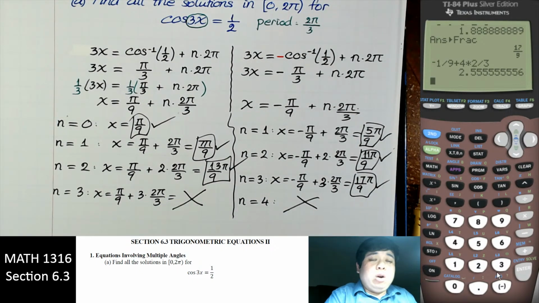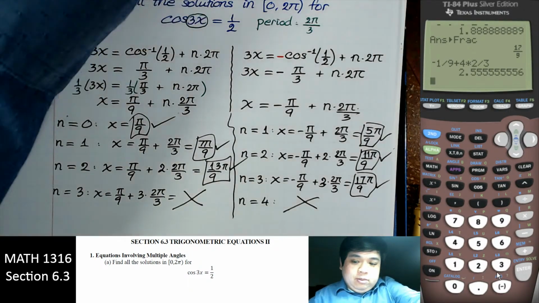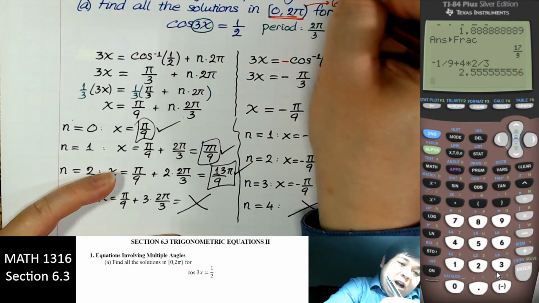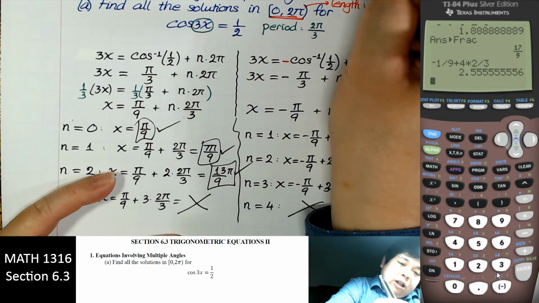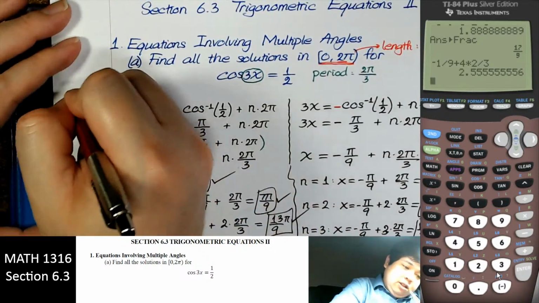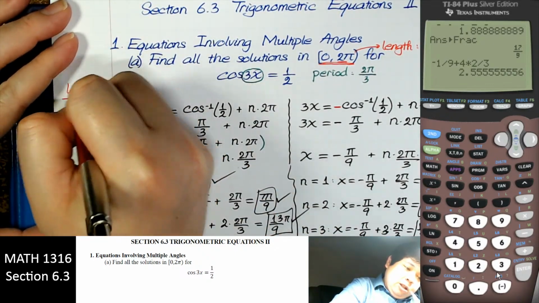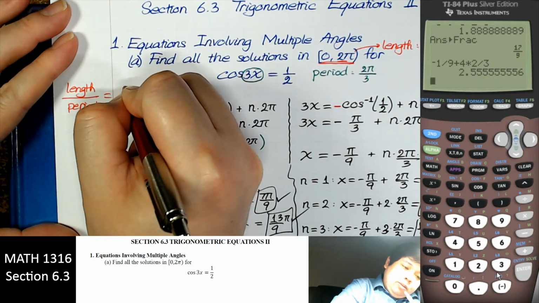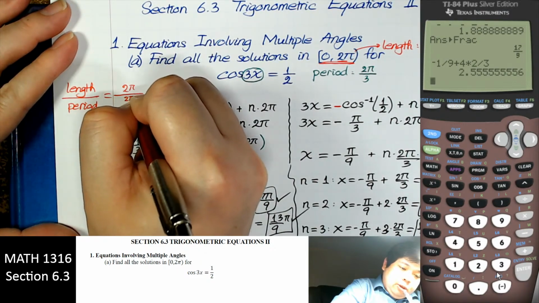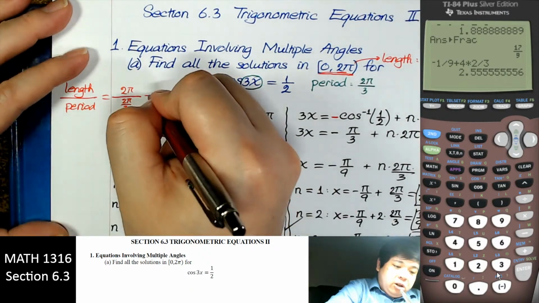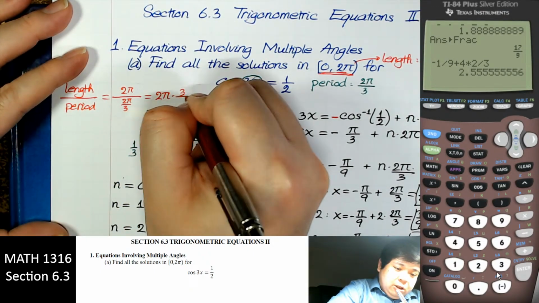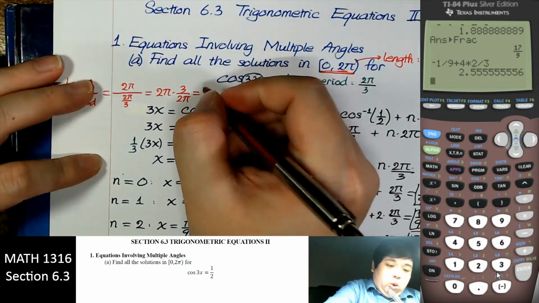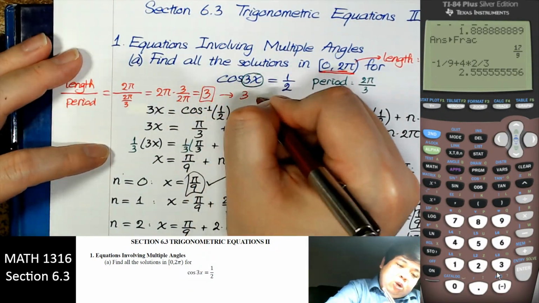Right. Now notice, we go back to what we have earlier. From here, 0 to 2 pi, the length of that interval is 2 pi. Now if we take the length divided by the period of the problem, divide fraction is multiply reciprocal, cancel out the 2 pi, we have 3. So 3 here means 3 values for n.